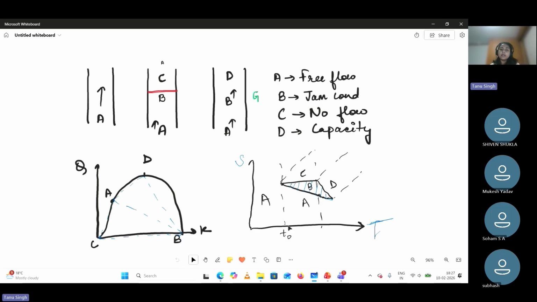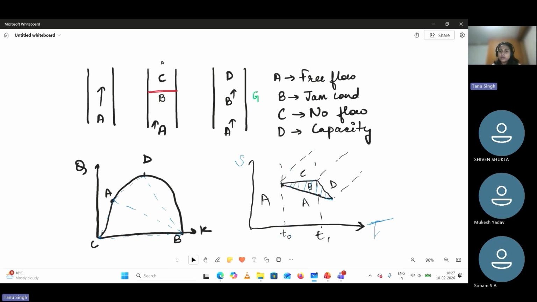Then at time T0, a traffic signal, from T0 to T1, turns red. So in the red condition, what happens? We have to draw a line. In this scenario where the signal turns red, we get A to B and B to C. So A to B is this slope, right? We draw this slope from this point, similar to AB here. So below that it will be A.